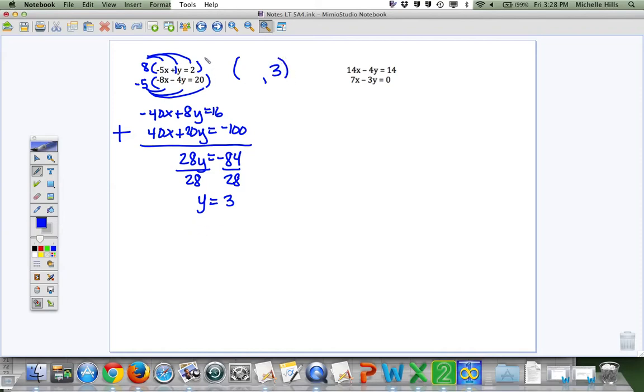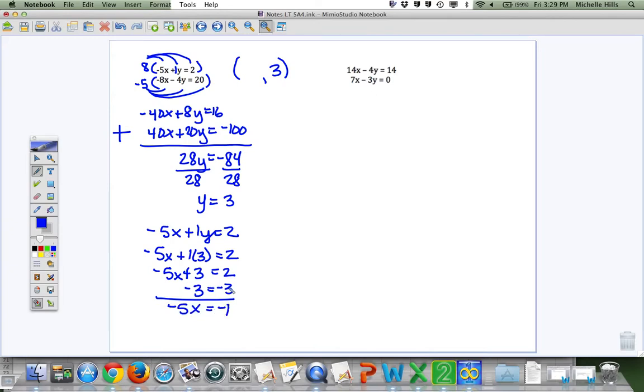I'm always, again, to take the paralyzing choices out of it, going to go back to my first equation. My negative 5x plus 1y equals 2, but I know that y is 3, so negative 5x plus 1 times 3 equals 2 becomes negative 5x plus 3, because 1 times 3 is 3, equals 2. Then I would subtract 3 from both sides of the equation to get negative 5x equals negative 1. Oops, something happened here.